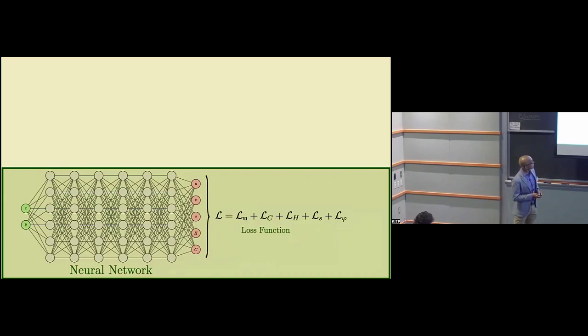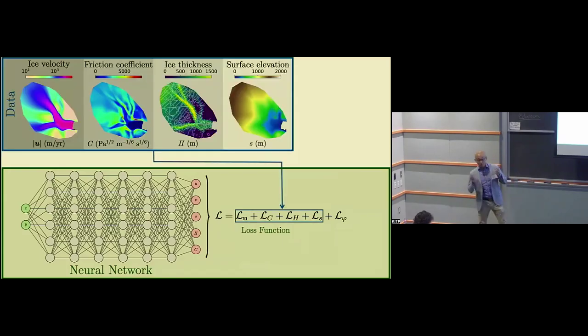Okay, it contains two parts. One from the data. So basically, we give the neural net the observational data we have and try to minimize the misfit between the output of the neural nets and the data.